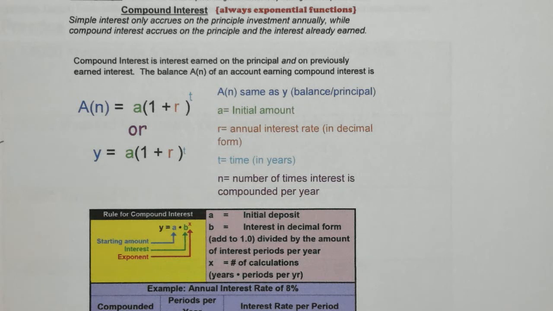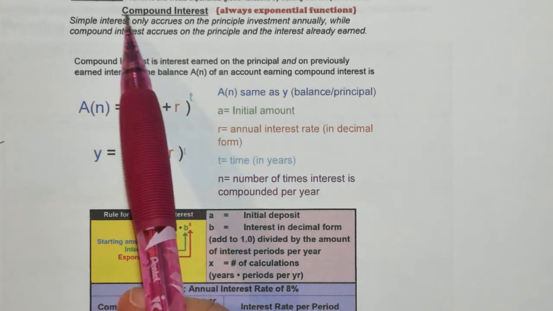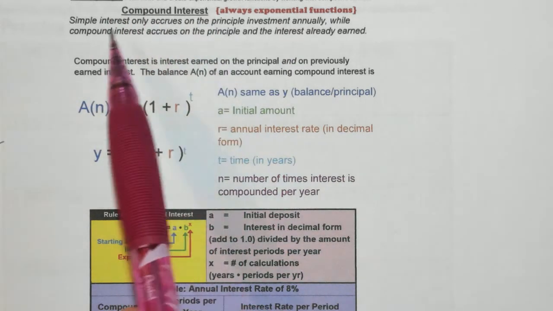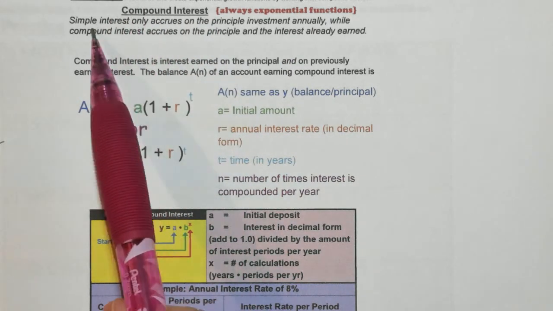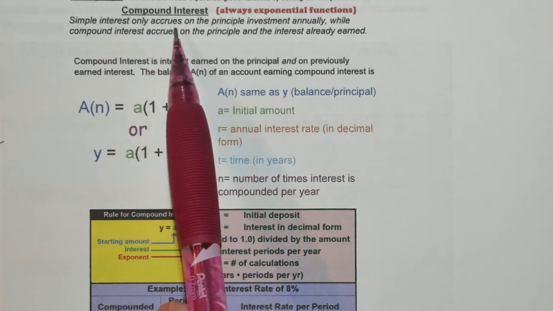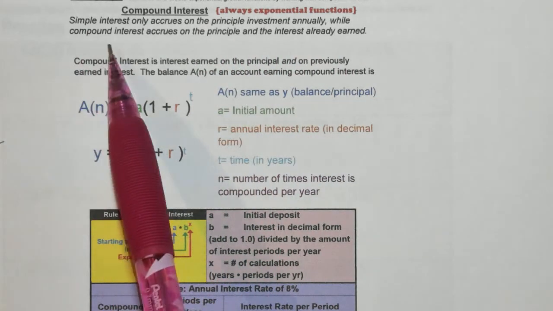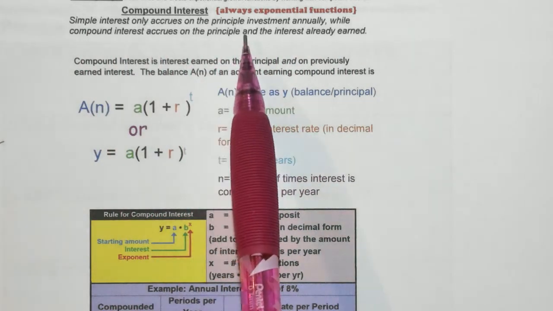Okay, so the second part of the lesson for Unit 1, Lesson 2 on exponential growth, goes a little bit further with exponential functions, more specifically with compound interest. So just to show you the difference between simple interest and compound interest, simple interest only accrues on the principal investment annually, while compound interest accrues on the principal and the interest already earned.